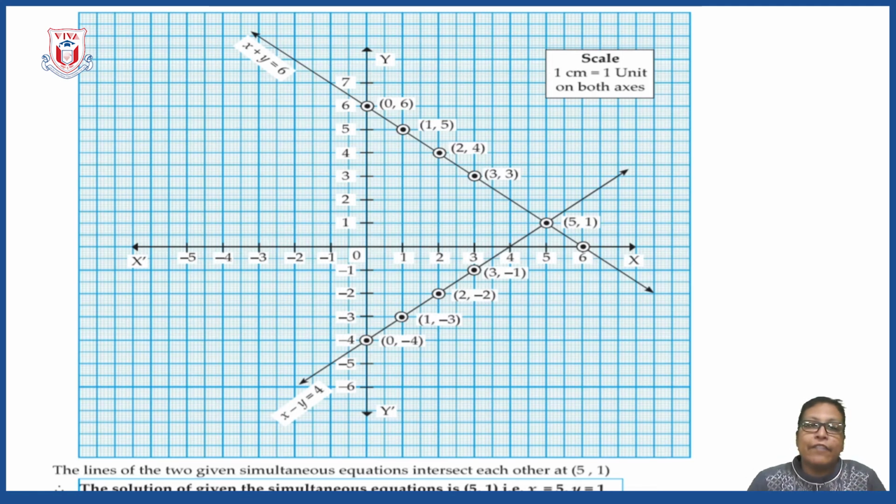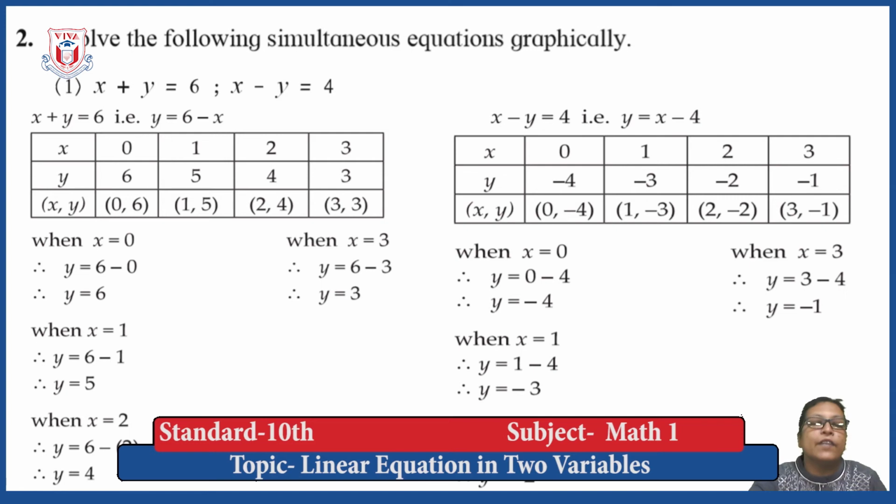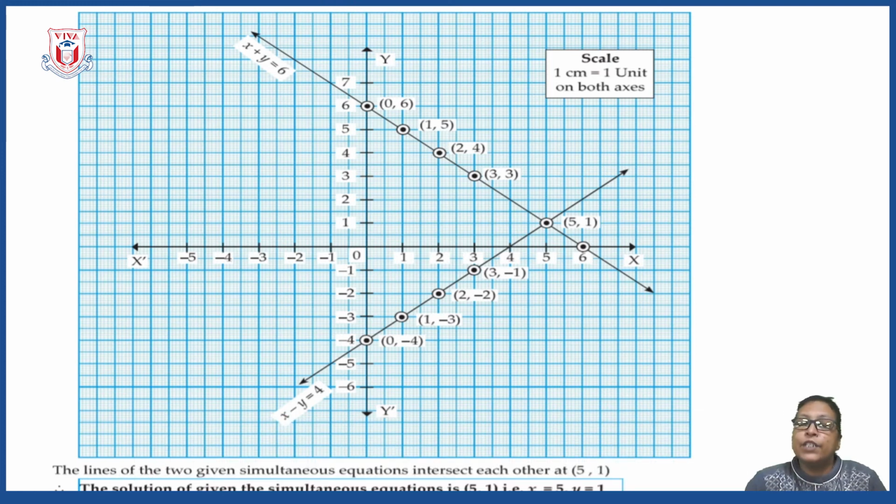Okay, can you see the graph paper now? And you can see all the points are plotted there. For the first equation, x plus y is equal to 6. Here, see the previous slide. You can see all the points 0, 6, 1, 5, 2, 4 and 3, 3 are plotted there. Okay, so this way you have to plot the first line.